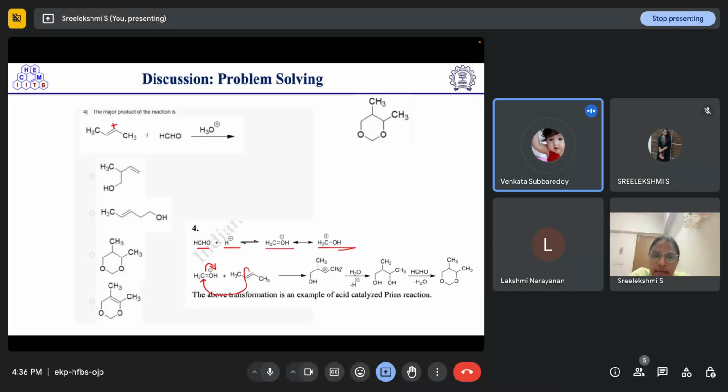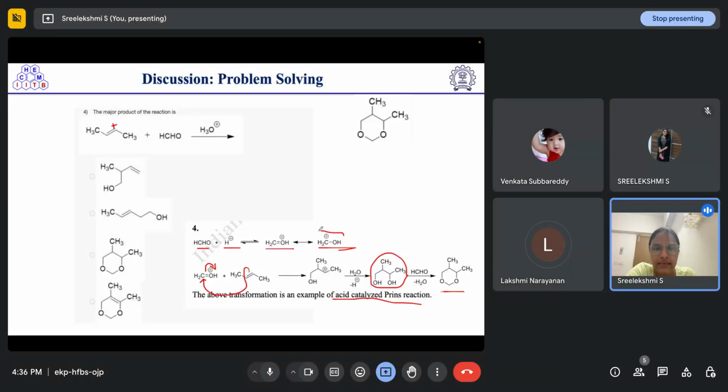We cannot take this proton. So what is happening? Since there is excess of water, a second molecule of water or OH minus, we can say, will go and attack here, leaving one H plus ion, forming this compound. Then this is a kind of protection, right? Diol we are protecting with aldehyde to get this compound. So this is an example of the acid catalyzed Prins reaction.